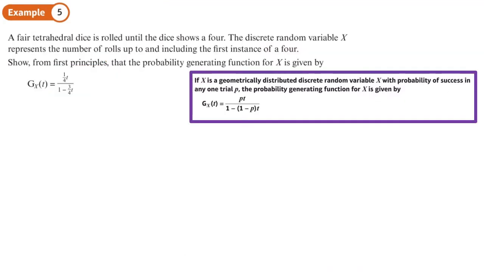Okay, so a tetrahedral dice, that's a 4-sided dice, is rolled until it shows a 4. Okay, so 4 sides.